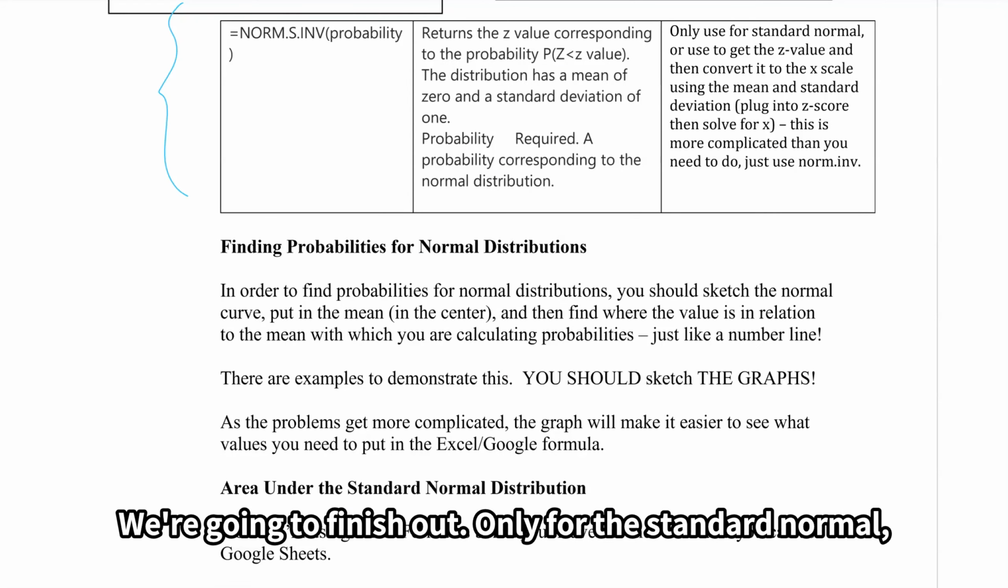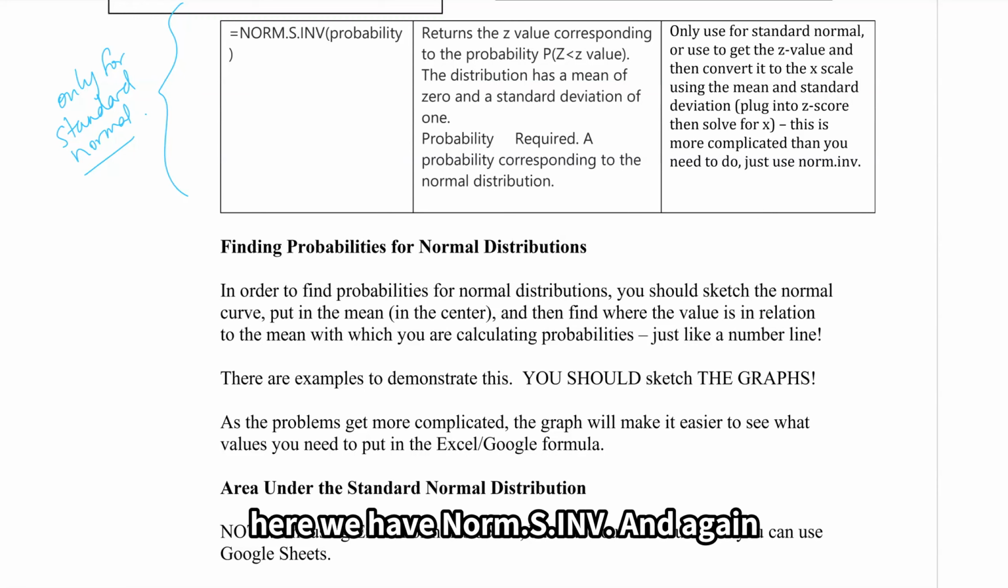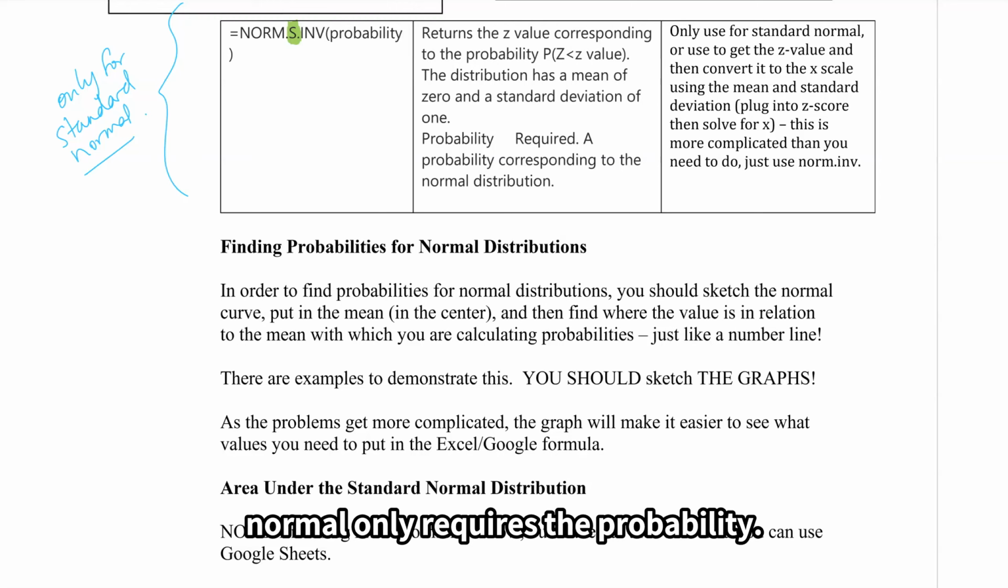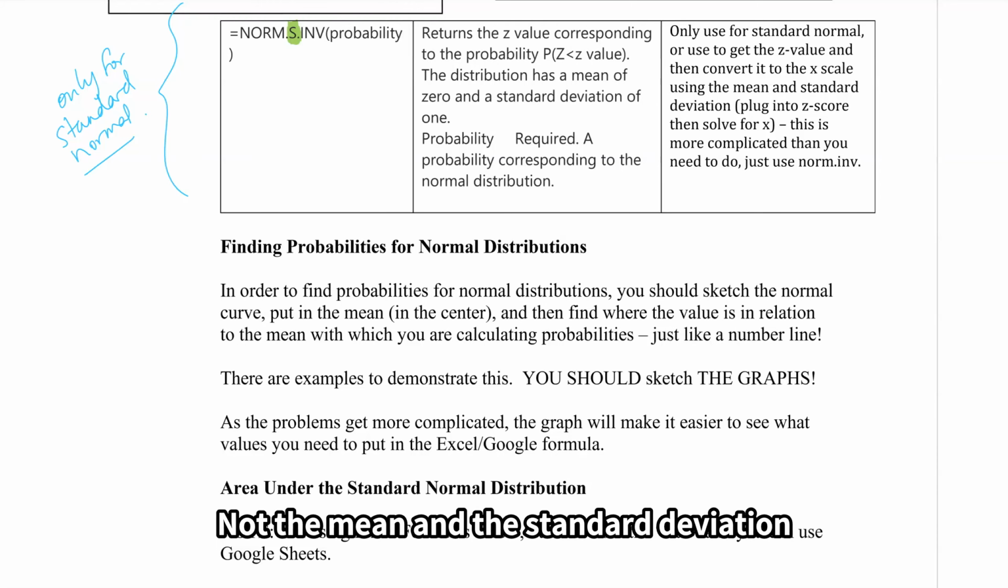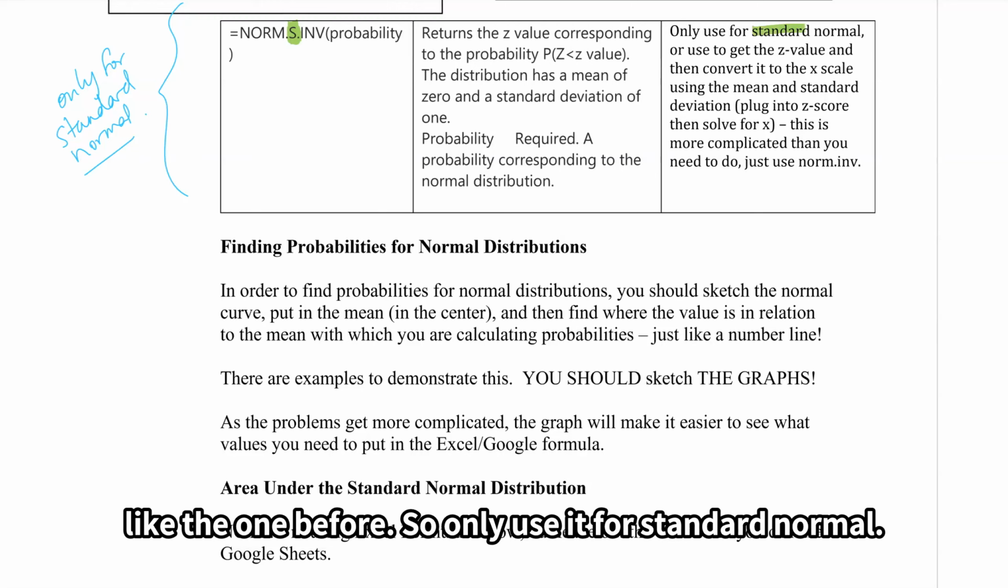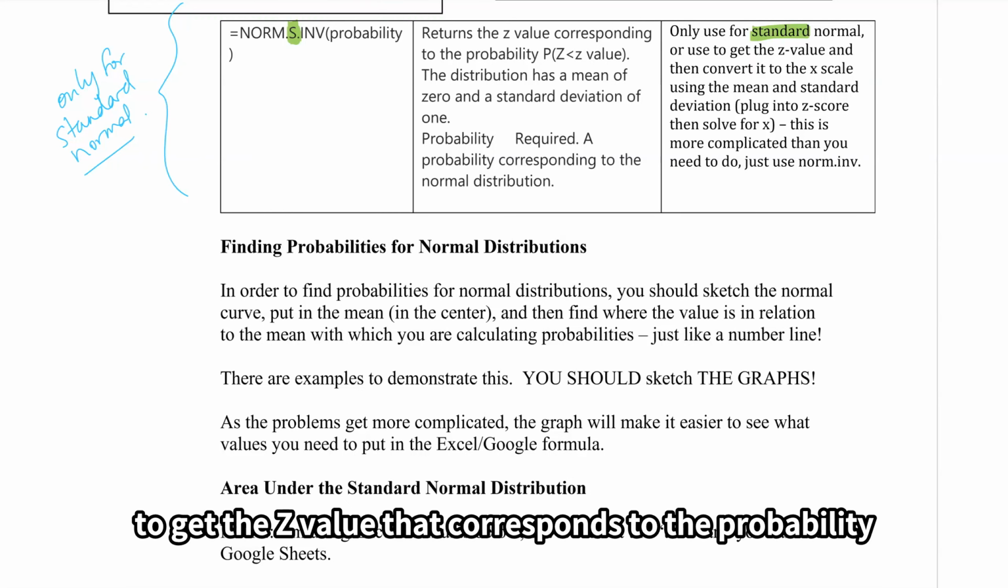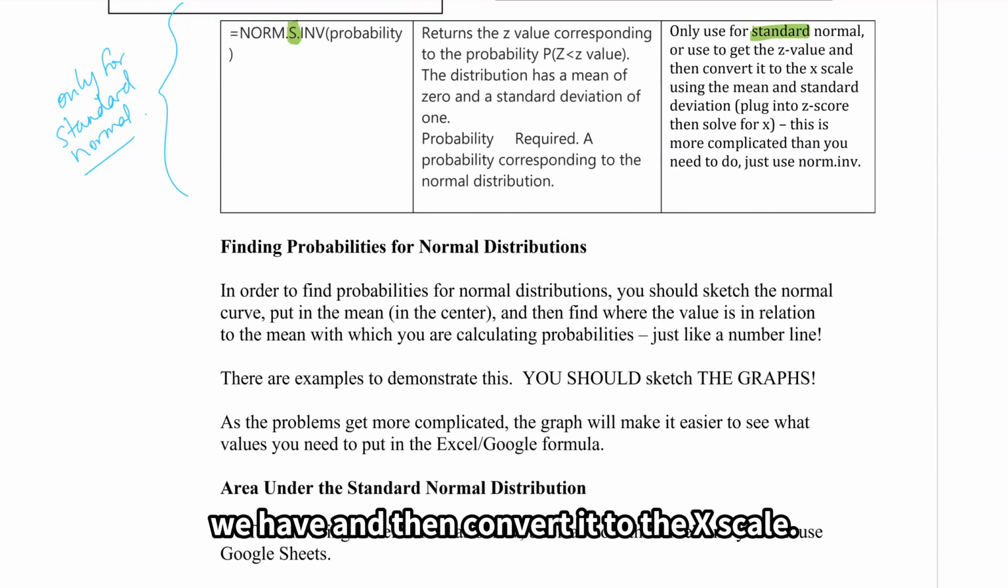We're going to finish out only for the standard normal. Here we have norm.s.inv, and again the key here is that s in the middle. The inverse norm for the standard normal only requires the probability, not the mean and the standard deviation like the one before. So only use it for standard normal. Or we use this first to get the z value that corresponds to the probability we have, and then convert it to the x scale.